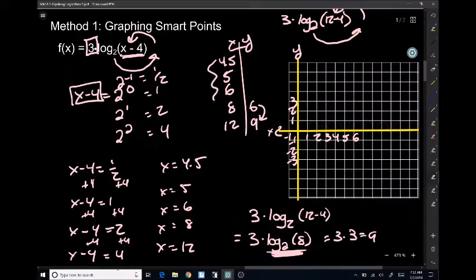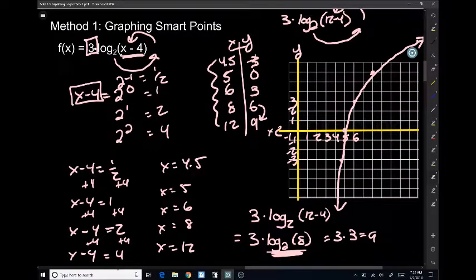So if I picked these points correctly, these can actually just start counting by 3s. So I have 4.5, negative 3. I have 5, 0, 6, 3, 8, 6. Then 12, 9. 7, 8, 9, 10, 11, 12, 7, 8, 9 would be about here. This graph has a vertical asymptote at 4 and curves off like that. The domain is x is greater than 4. The range is all real numbers.